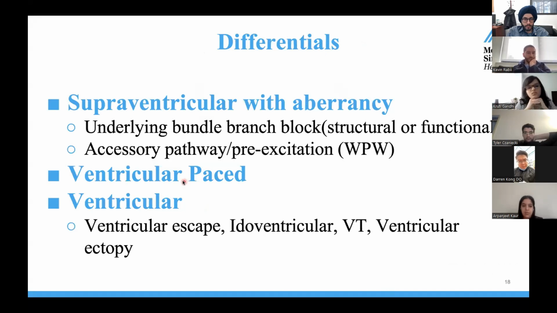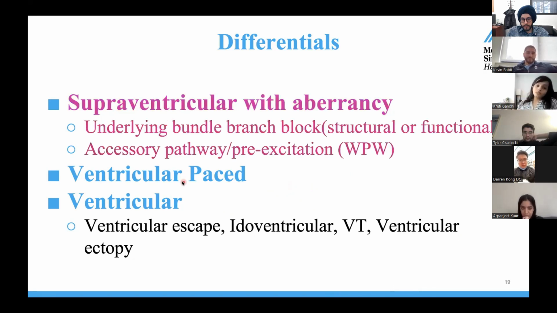So our differentials for wide complex tachycardias include any supraventricular arrhythmia, meaning anything above the node. This could be sinus tach, A-tach, AFib, anything above the node with aberrant conduction. And just remember, aberrancy just means an atypical path to the ventricle. So this could include a patient with a bundle branch block. It could include patients with accessory pathways, such as Wolff-Parkinson-White. You could also have ventricular paced rhythms or rhythms actually originating from the ventricle.